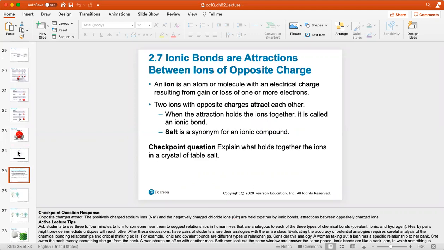Then an ionic bond is an attraction between ions of opposite charge. An ion is any atom or molecule with an electrical charge resulting from the gain or loss of one or more electrons. Two ions with opposite charges will attract each other, and when the attraction holds the ions together, it's called an ionic bond. And salt is just a synonym for an ionic compound, which is sodium chloride, because they're oppositely charged. Sodium is positive, chlorine is negative, and they will be held together to create an ionic compound.